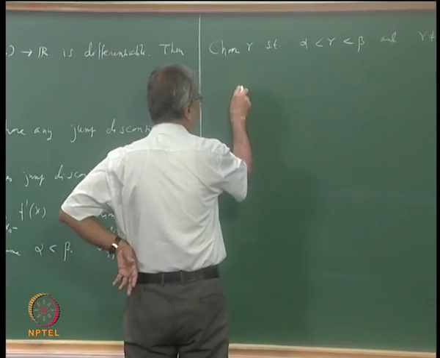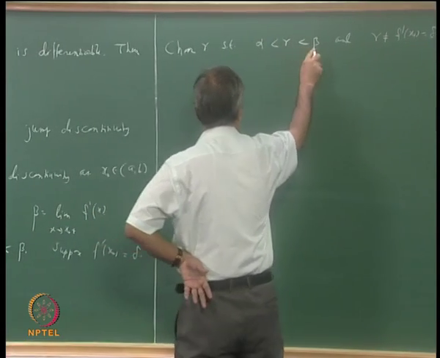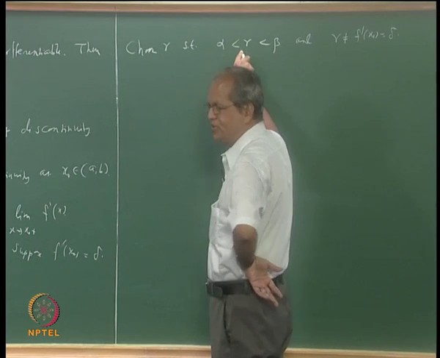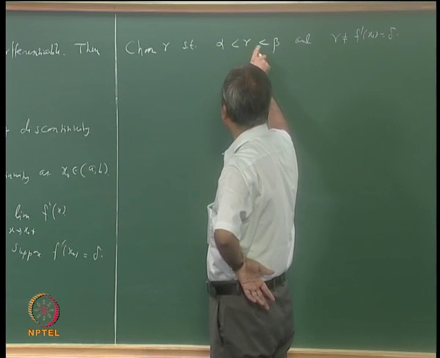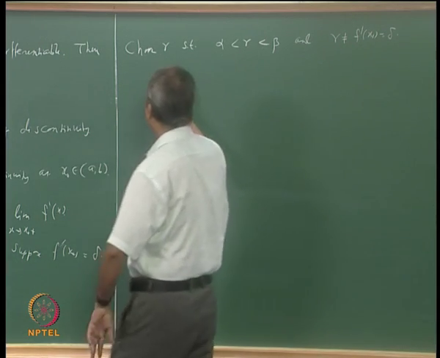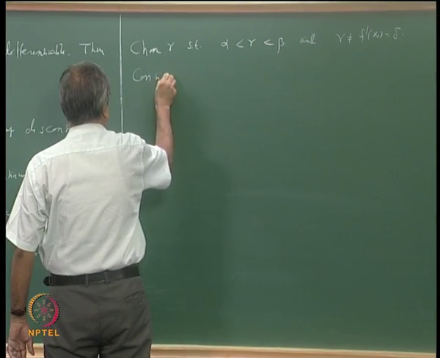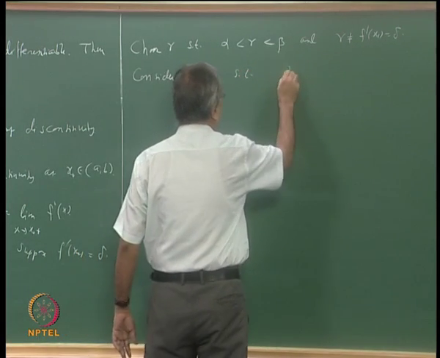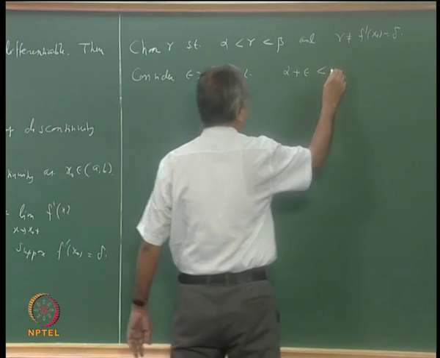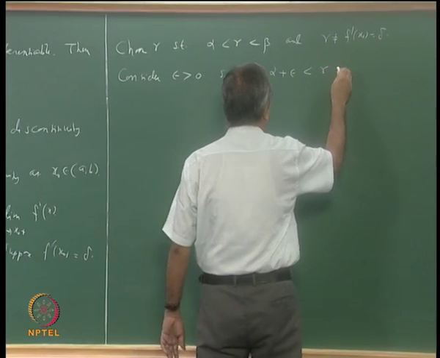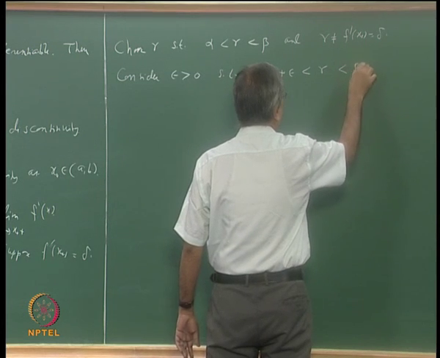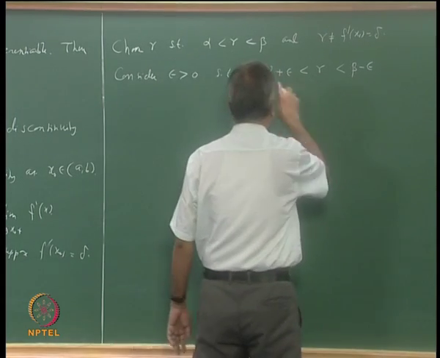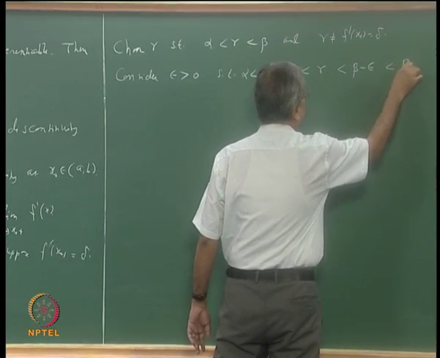suppose we consider any epsilon. See, since alpha is less than gamma, gamma is less than beta, I can always think of epsilon such that alpha plus epsilon is less than gamma, and similarly beta minus epsilon is bigger than gamma. Okay, so we can say that consider epsilon bigger than 0 such that alpha plus epsilon is less than gamma, and gamma is less than beta minus epsilon. Of course, this will be bigger than alpha, and this will be less than beta. Okay.